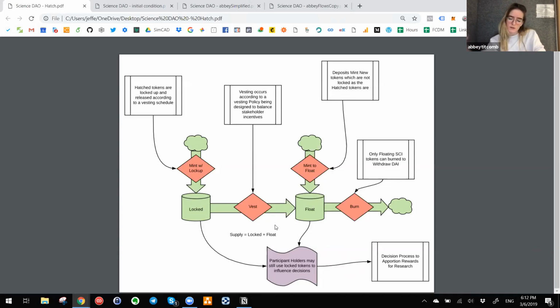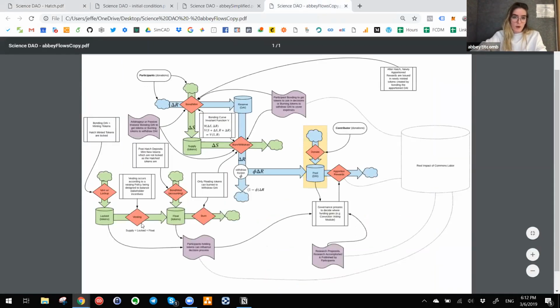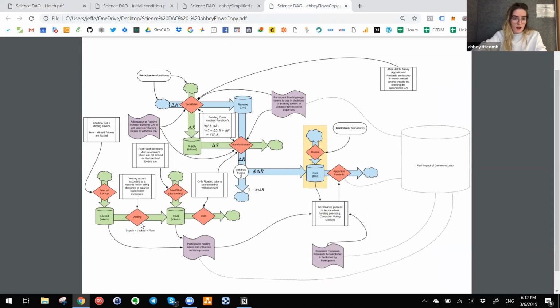This is where, if you want to go back to the other diagram, Jeff, for a second, if we look at this greater diagram, when tokens are unlocked and they can be burned, they go to the one in the center, the burn, yeah, right there, and then they go to the burn withdraw there. When they're unlocked, they can be burned and sold by members.